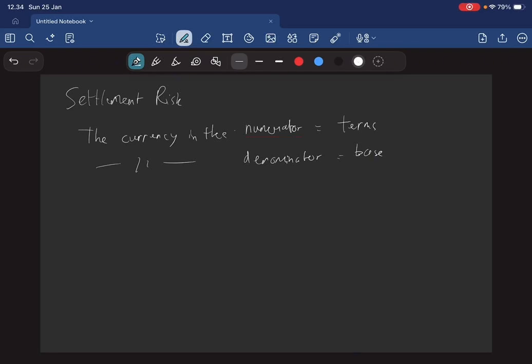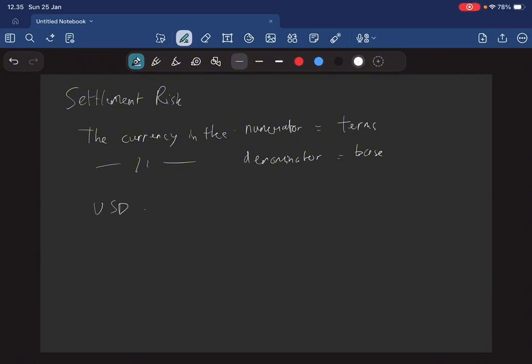Whenever it takes more of the terms currency to buy one unit of the base currency, or whenever the numerator gets bigger, the terms currency has weakened and the base currency has strengthened. The opposite is also true. Whenever the base currency can buy more of the terms currency, the base has strengthened and the terms has weakened.